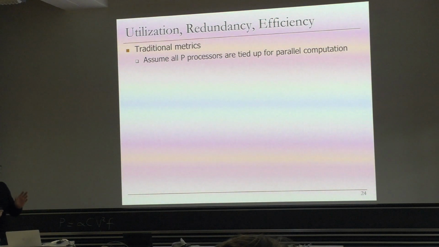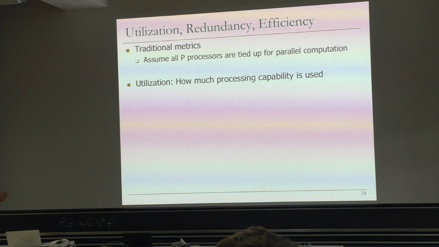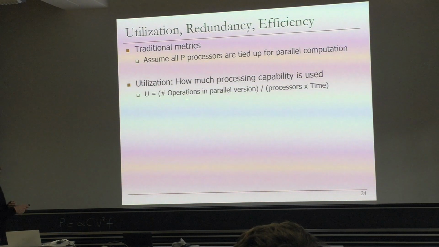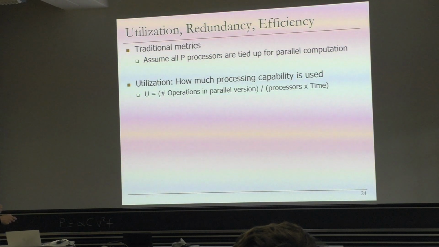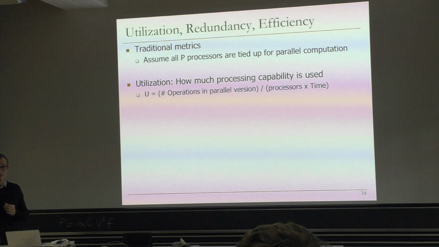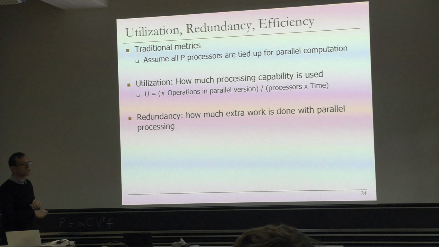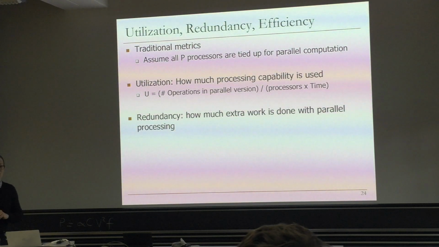You can, of course, optimize this. Right? So utilization is essentially how much processing capability is used. It's also the number of operations in the parallel version divided by the number of processors times the time the processors are tied up for. We'll give an example of this. So redundancy is how much extra work is done with parallel processing.